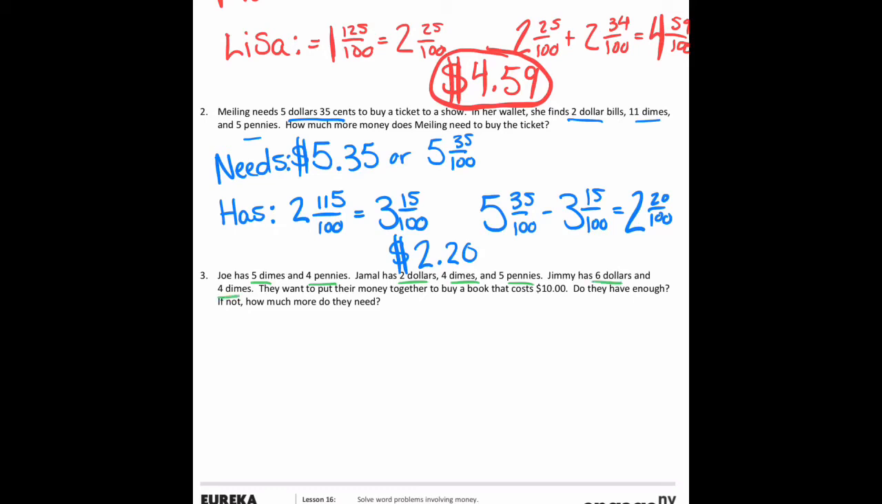So first we need to figure out what each guy has, add it up, and then see if that's more than $10. If it's not, then we need to subtract it from 10 and figure out how much more they need. So let's start off with Joe. He has 5 dimes and 4 pennies. Well, that's 54 cents. So I'm going to write 54 cents, or 54 hundredths, next to his name.